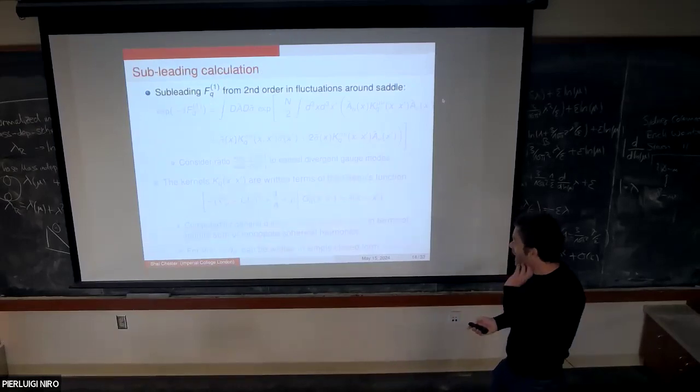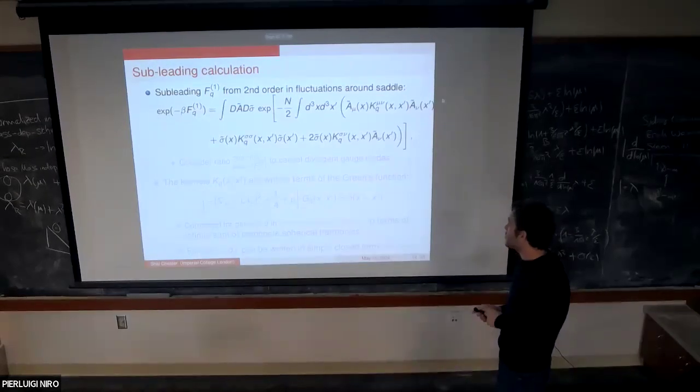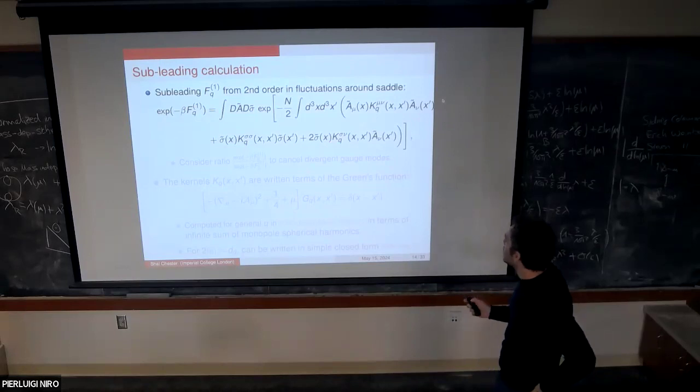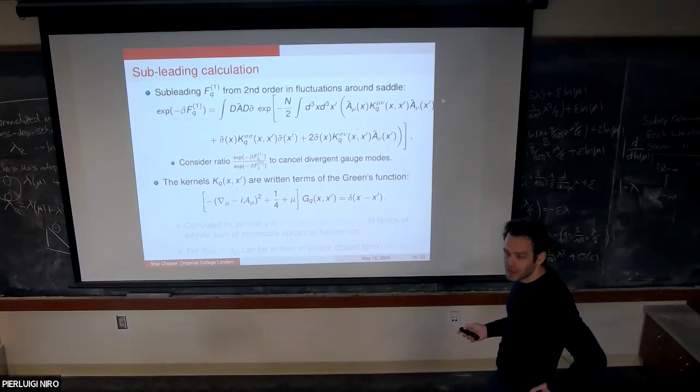Anyways, okay, so now for the subleading calculation, which is much more challenging. So there you have to consider fluctuations around the saddle point. So basically you expand your path integral to quadratic order in the fields. There's a little trick where to cancel gauge modes, you divide by the Q equals 0 guy. And then the whole challenge is to compute these kernels, which are the coefficients of these quadratic fluctuations. And these are all going to be written in terms of the Green's function. This is the Green's function on S2 cross S1 in the presence of magnetic flux. So it's a fairly complicated quantity.